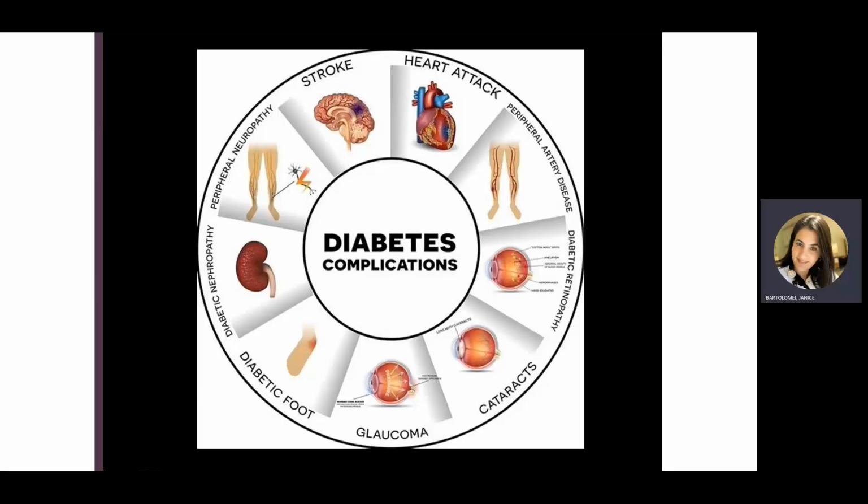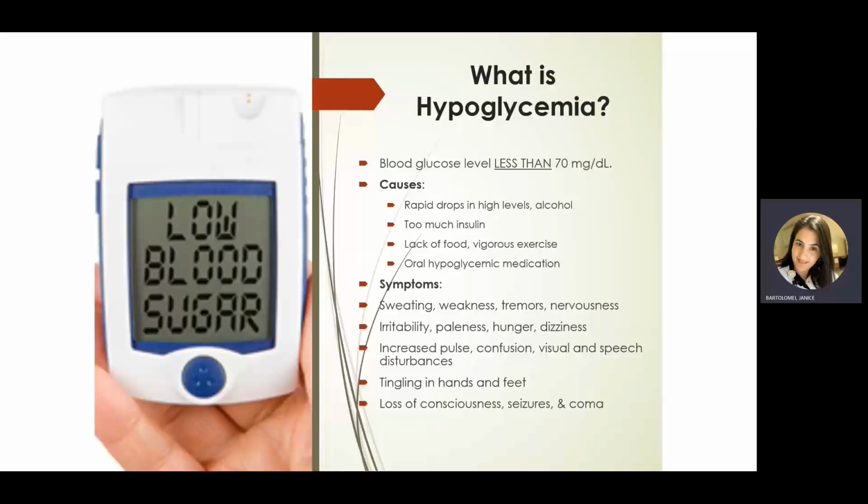So let's start first with hypoglycemia. Hypoglycemia is defined as a glucose level of less than 70. Now, I wanted to make a bracket here and tell you that some individuals, some clients, could experience hypoglycemic symptoms and not necessarily be below 70.